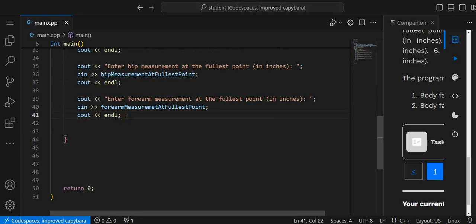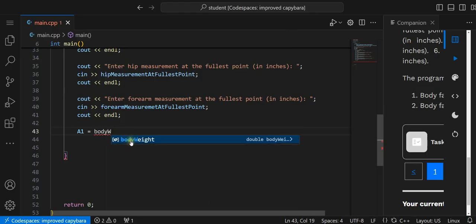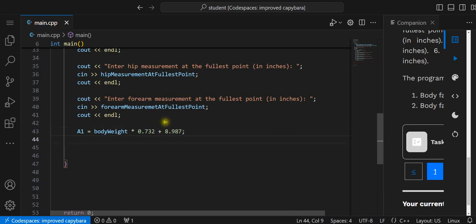Okay, let's go down and do our A1 equals body weight times 0.732 plus 8.987. And these all can be found in the instructions that we read before we started. So let's see.